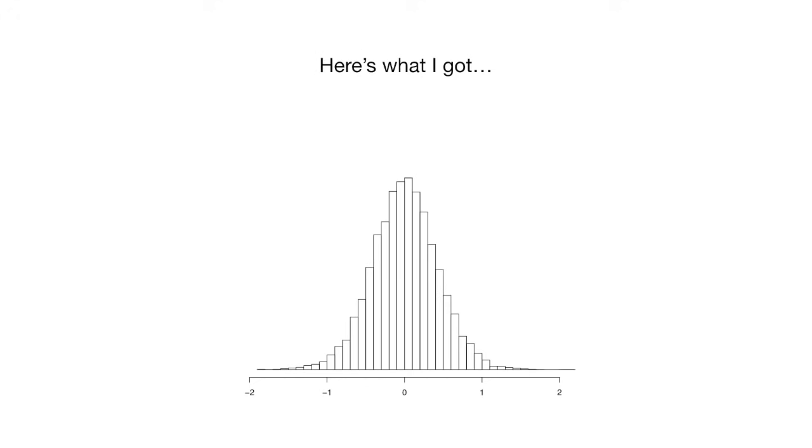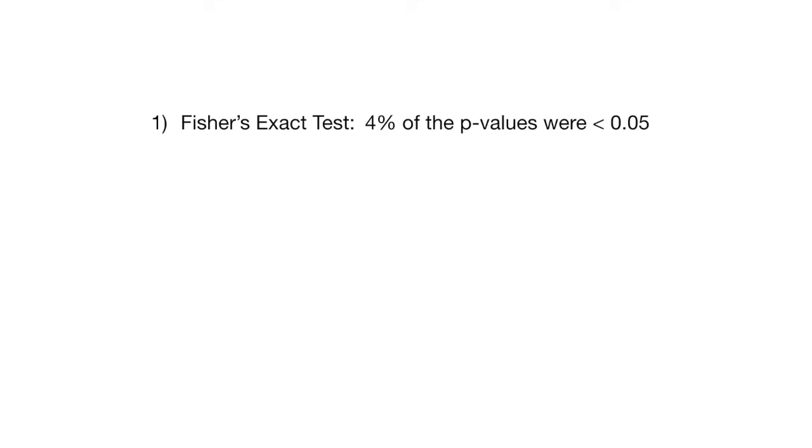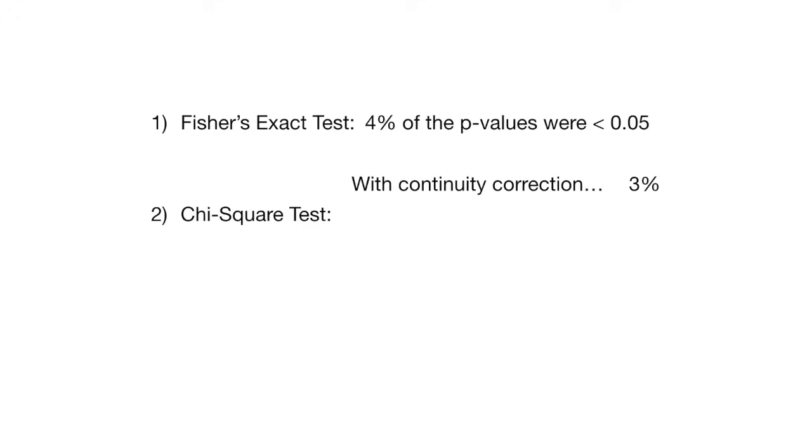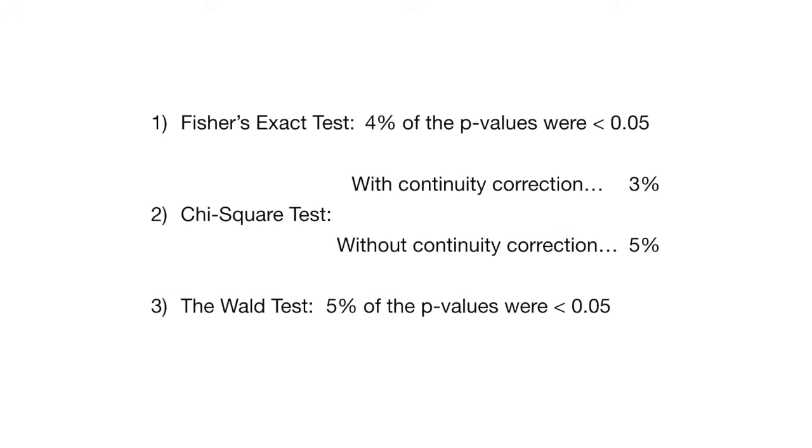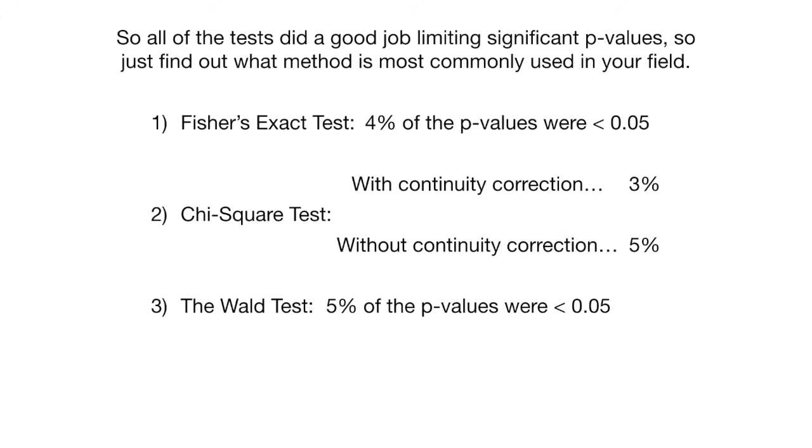Here's what I got. For Fisher's exact test, 4% of the p-values were less than 0.05. For the chi-square test, with the continuity correction, 3% of the p-values were less than 0.05. Without the continuity correction, 5% of the p-values were less than 0.05. For the Wald test, 5% of the p-values were less than 0.05. So, all of the tests did a good job limiting significant p-values.